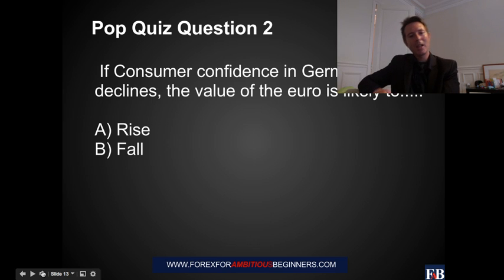Quick other question. If consumer confidence in Germany declines, then the value of the euro is likely to indeed fall. Why? Well, if consumer confidence in Germany declines, that means they will probably buy less products, and domestic consumption is very important for an economy like Germany, as it is for the US economy. If people buy less stuff, producers will sell less stuff, meaning they will have to lay off maybe even more people. In any event, the value of the currency, in this case the euro, will go down.